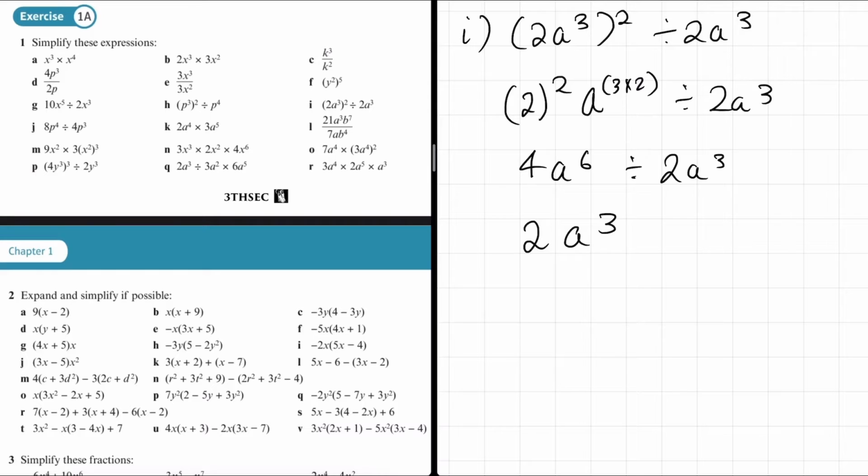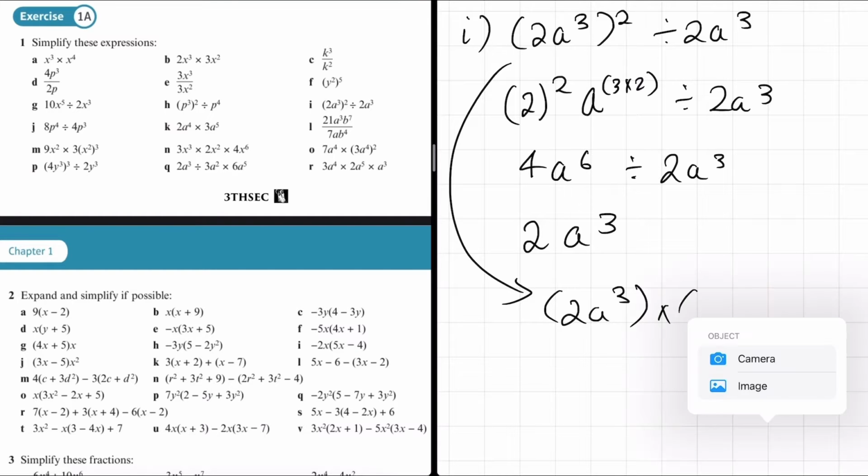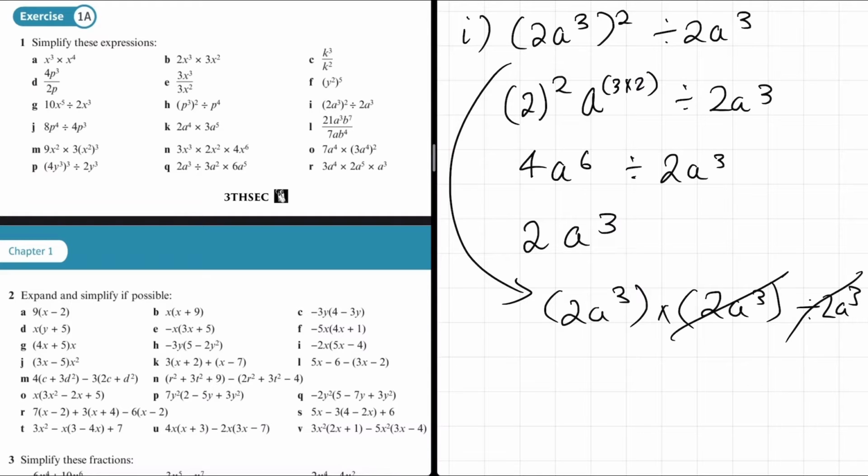So an alternative way we could have done this is 2a cubed all squared is the same as 2a cubed times 2a cubed. Then if we're dividing that by 2a cubed, we can just cancel one out and we are left with just 2a cubed.